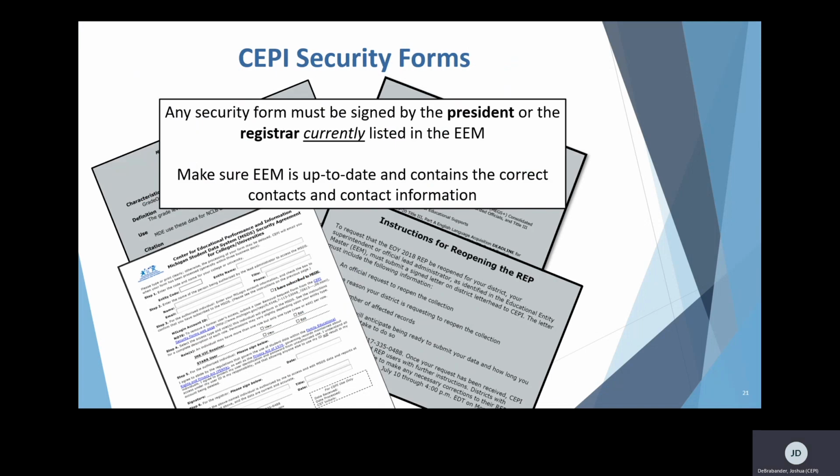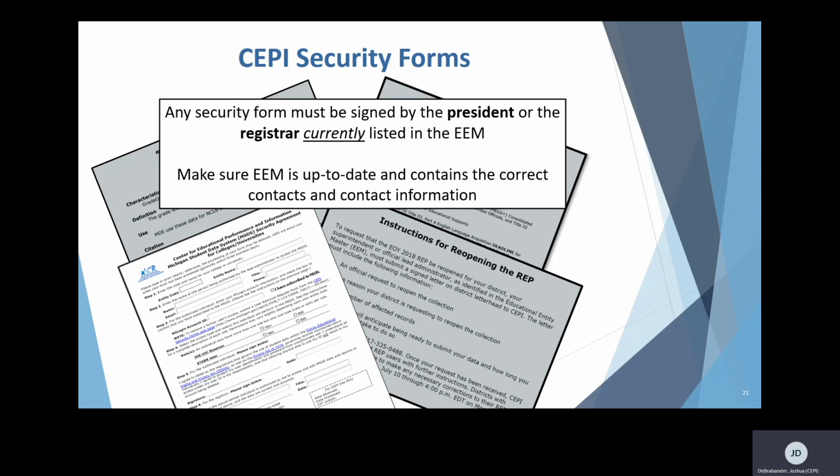For colleges and universities, the most common issue will be the security form submitted for access to the other applications. When you submit a security form for STAR or another CEPI application, the form must be signed by the president or the registrar currently listed in the EEM. Once again, it is important to keep the information in EEM up to date. Doing so helps minimize those issues.